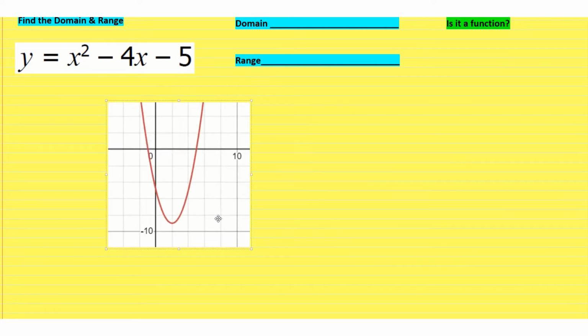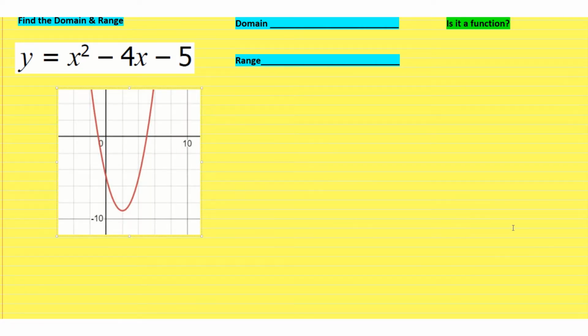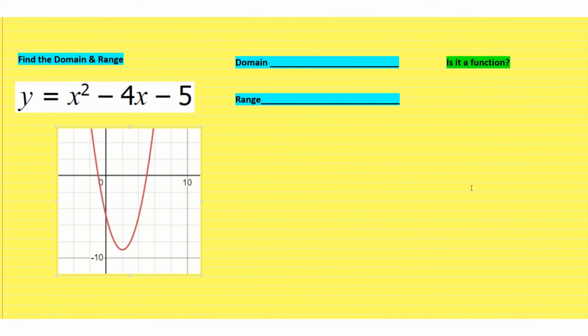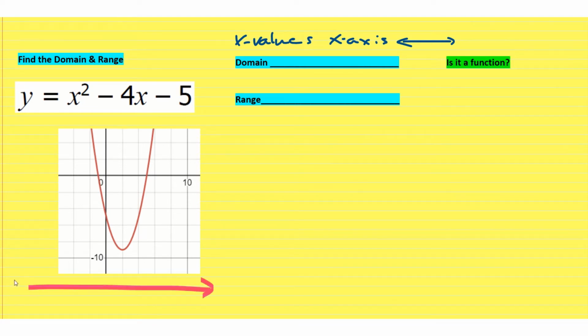So when we pull up this graph, we need to consider the domain first. The domain includes the x values. So just remember, domain means x values. X values have to do with the x-axis. And the x-axis, how does it move? Does it move from left to right or up and down? Well, the x-axis is from left to right. So we're going to consider how this graph moves from left to right.